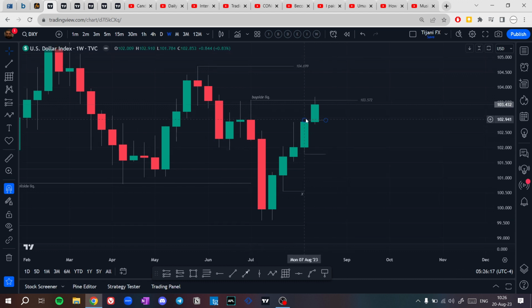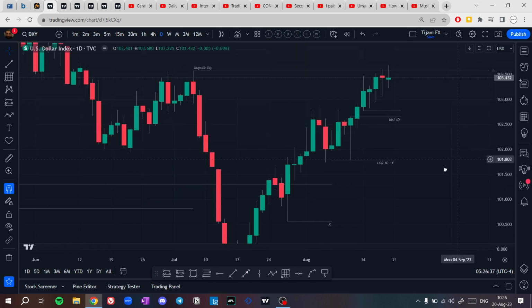But if price takes this high, we're going to be expecting buy side liquidity to be taken, and that's what we had. We had two scenarios, and we operate on if statements. So we said if this, we're going to be expecting this, and if this, we're going to be expecting lower prices. But the first scenario is what happened.